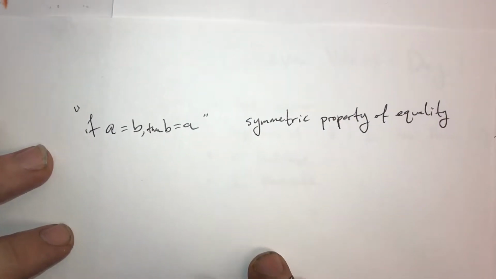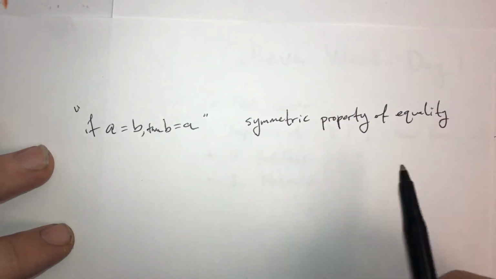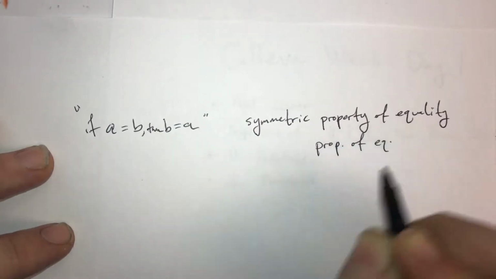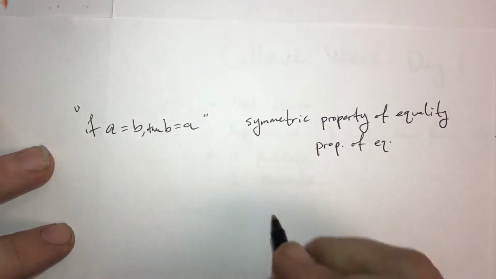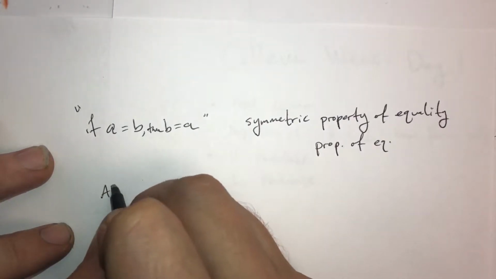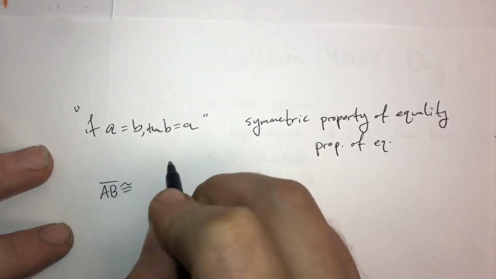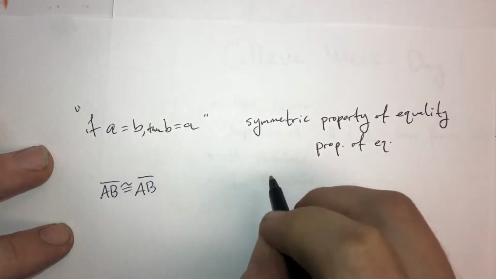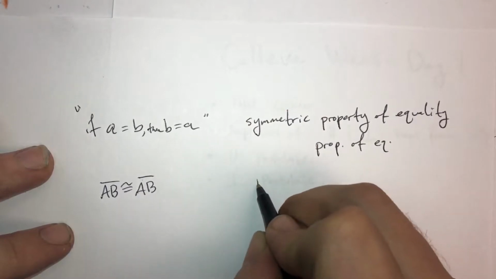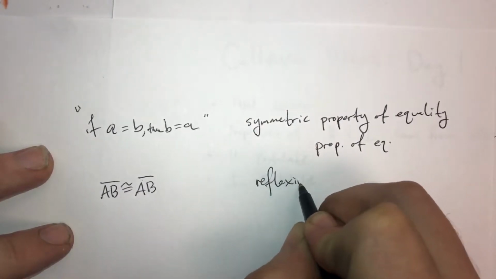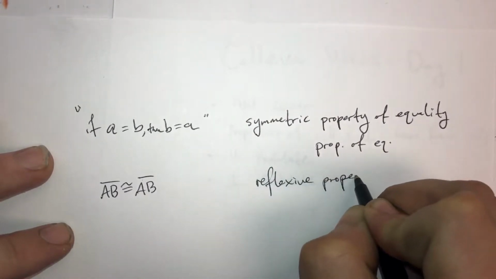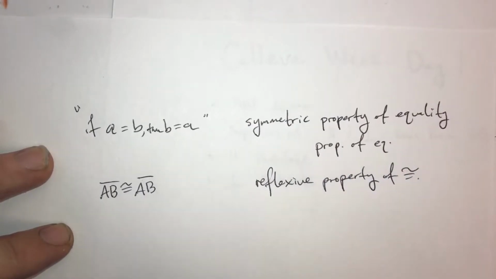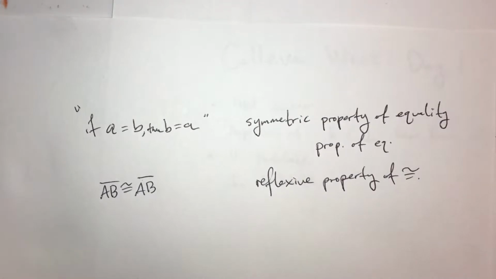Okay, mostly for your homework it's okay if you abbreviate too. So prop of EQ is all right. I know what that means. If AB is congruent to, let's just say AB is congruent to AB, that is the reflexive property of congruence. I'm seeing a lot of stuff that just says reflexive, but we need to be a little bit more precise.